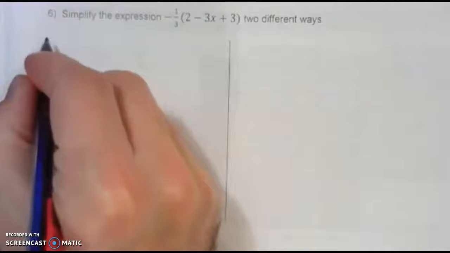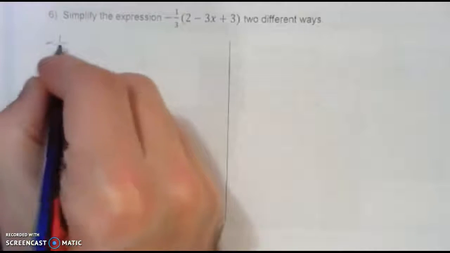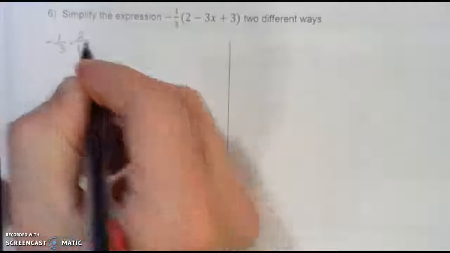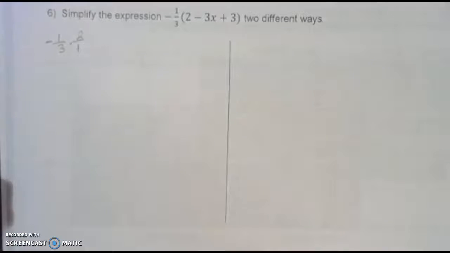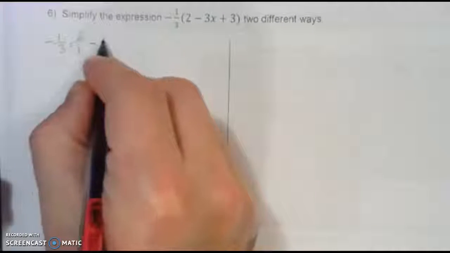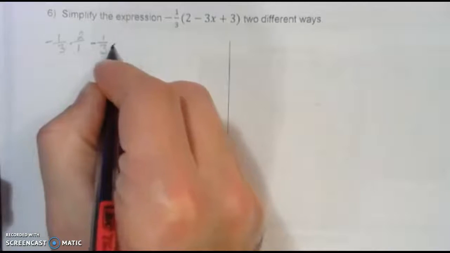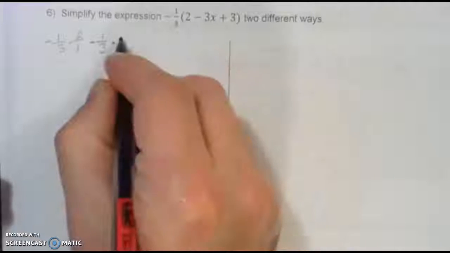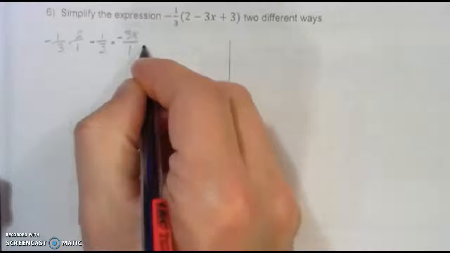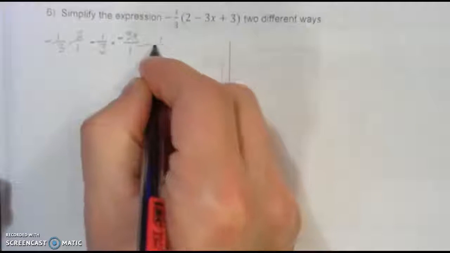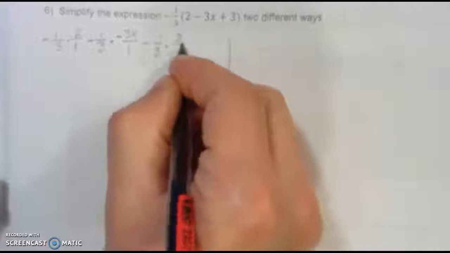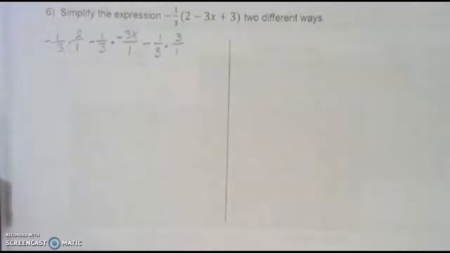So I'm going to start by doing negative 1/3 times 2, which I'm going to write as 2 over 1 because this is going to make my multiplication easier. And then negative 1/3, so minus 1/3 times negative 3x, and again I'll make it negative 3x over 1, and then minus 1/3 times positive 3, and again I'm going to make that 3 over 1.